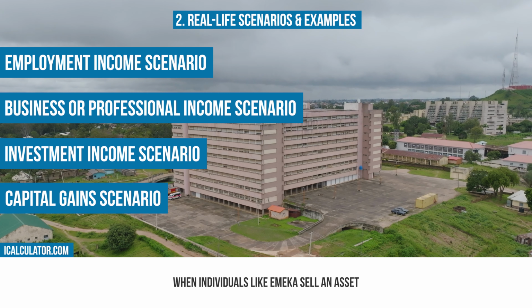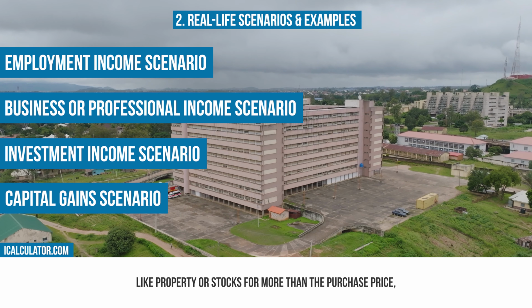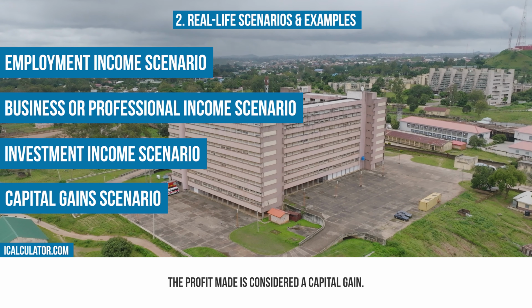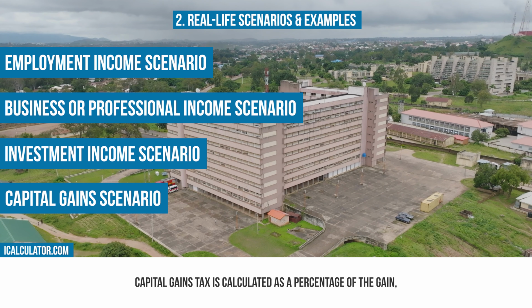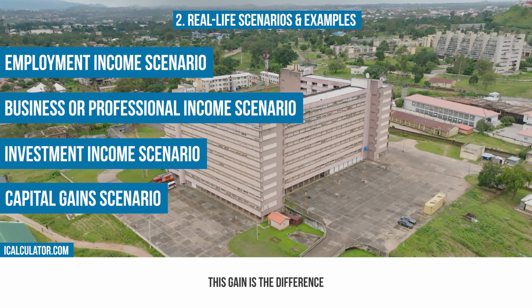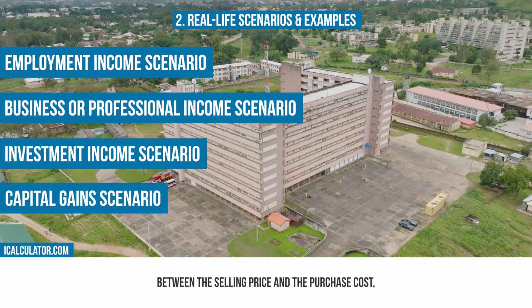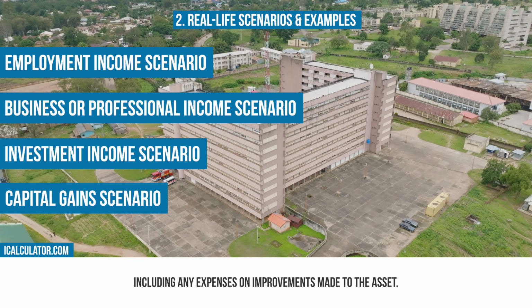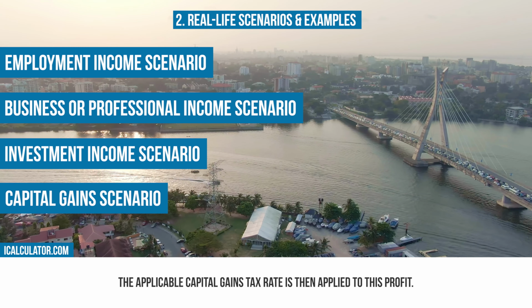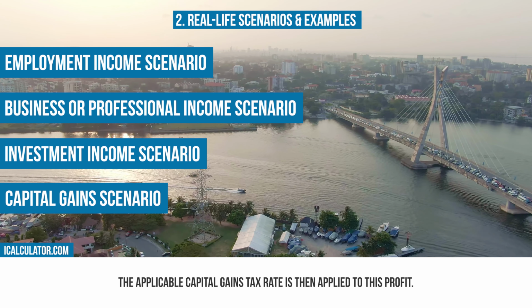When individuals like Emeka sell an asset like property or stocks for more than the purchase price, the profit made is considered a capital gain. In Nigeria, capital gains tax is calculated as a percentage of the gain. This gain is the difference between the selling price and the purchase cost, including any expenses on improvements made to the asset. The applicable capital gains tax rate is then applied to this profit.